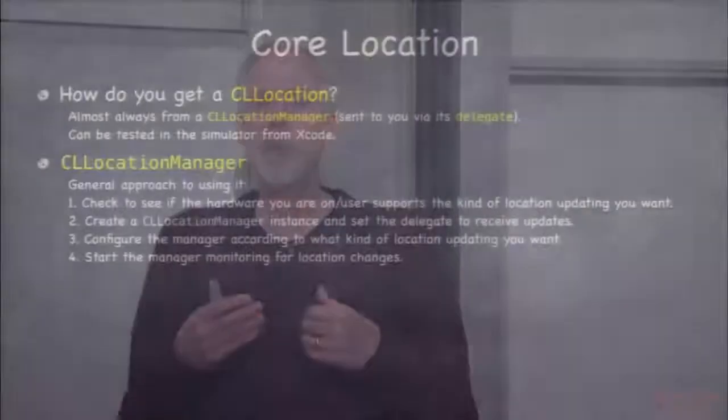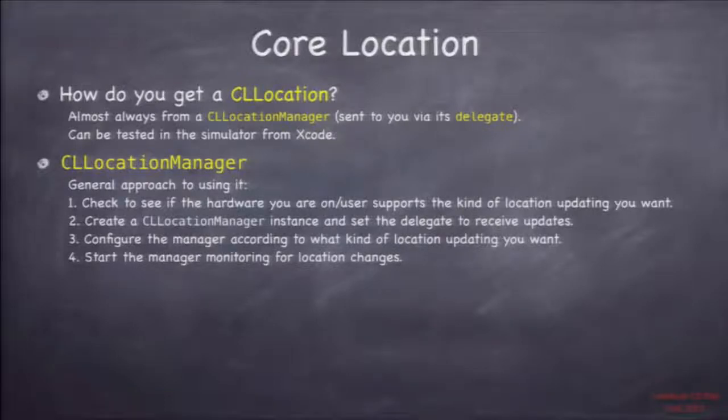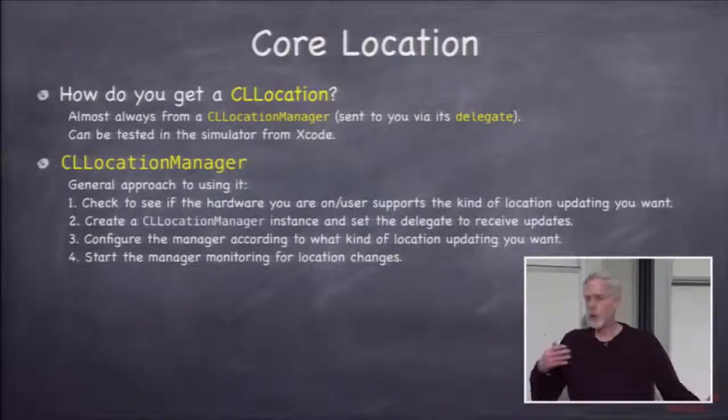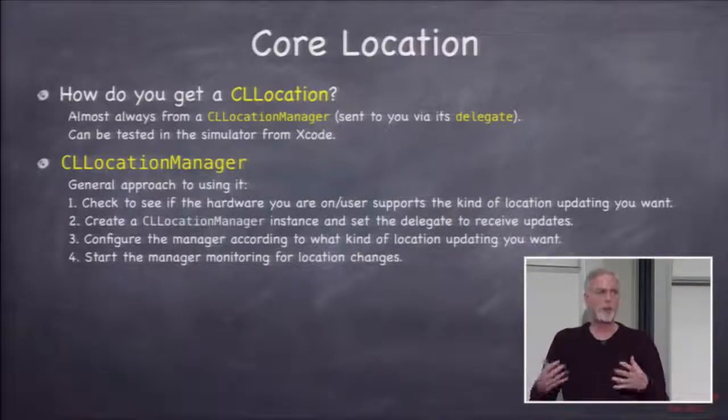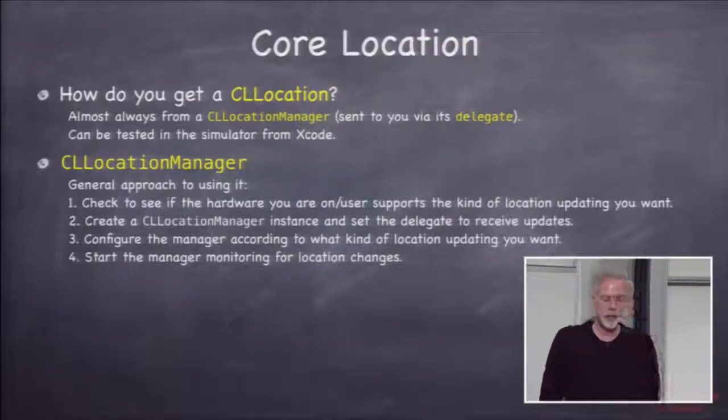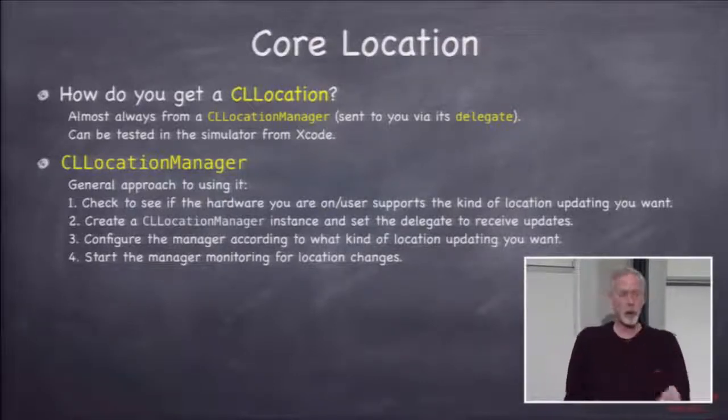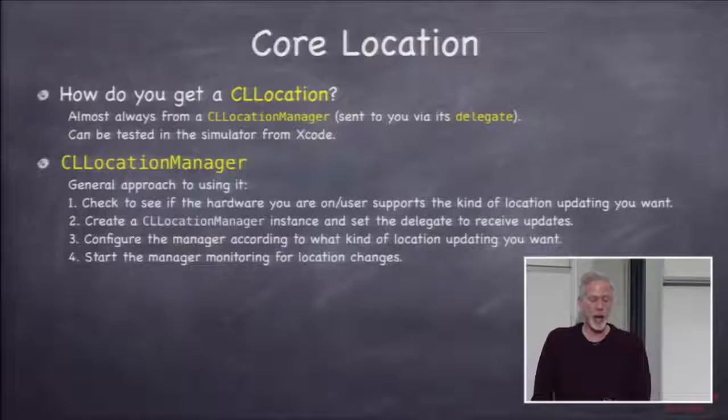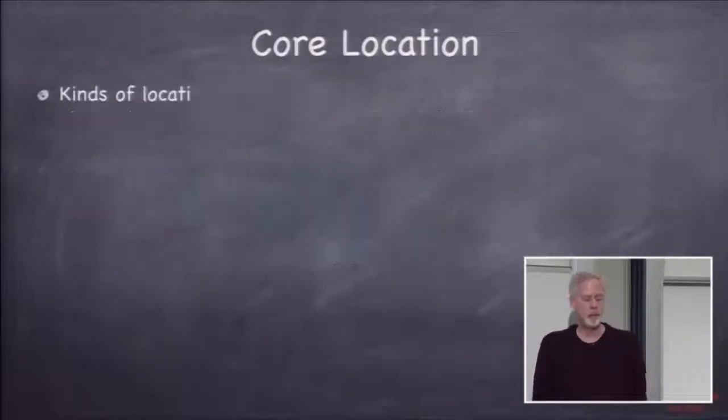All right, so CLLocationManager, how do we use this thing to get our location? You create it, you check to see what hardware you have, because every different device, iPhone 4s, iPhone 5s, iPads, have different hardware in them for figuring out where they are. So you're going to check to see what's available. Then you're going to set this delegate to be any object you want. And then you're going to configure it for what kind of location updates you want, accuracy, things like that. And then you're going to start it running. And it's going to start reporting to you where you are.